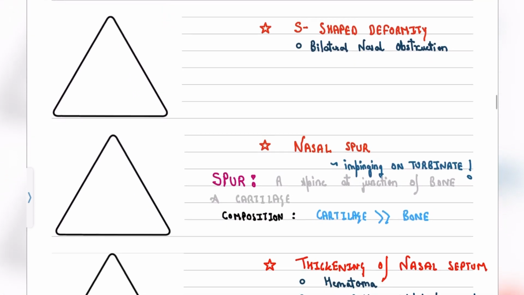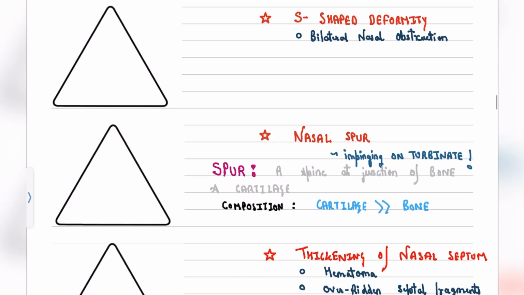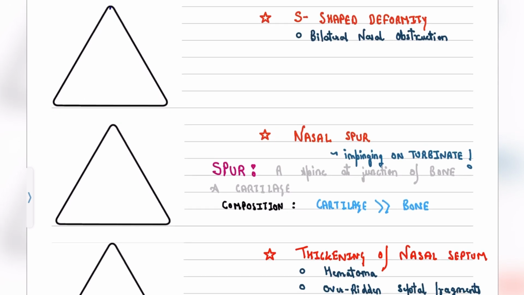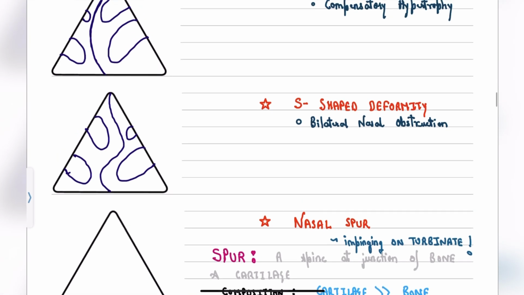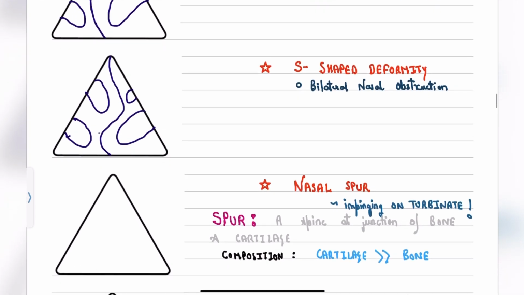Next we have the S-shaped deformity or S-shaped deflection. In this we see something like this. Now the turbinates will adjust themselves. Again we will have compensatory hypertrophy happening in the S-shaped deformity as well. One thing to remember, since both the sides are affected, air can neither freely pass to the right side, nor can it pass to the left side. So there is bilateral nasal obstruction.